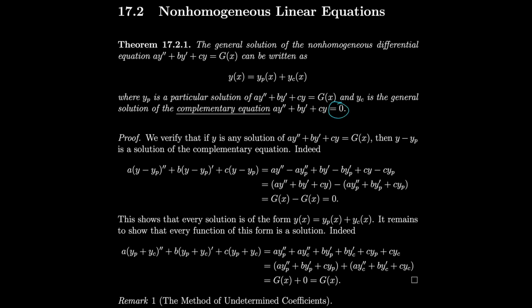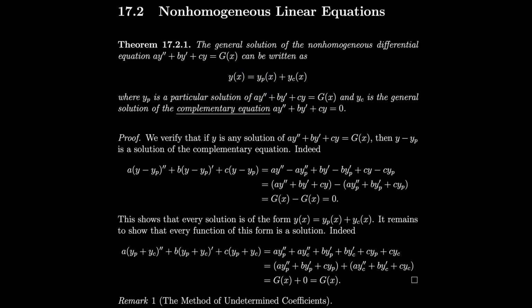So the complementary equation is the homogeneous version of the non-homogeneous linear equation. Since we know how to solve the homogeneous linear equation, we know how to find solutions to yc, so we can prove this real quick. We verified that if y is any solution of our non-homogeneous linear equation, then y minus yp is a solution of the complementary equation. So what we're going to do is subtract yp from both sides, and then we'll check that y minus yp solves yc.